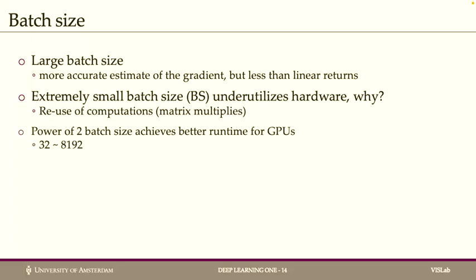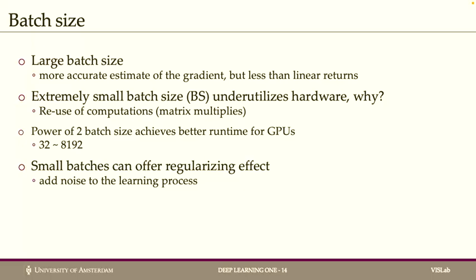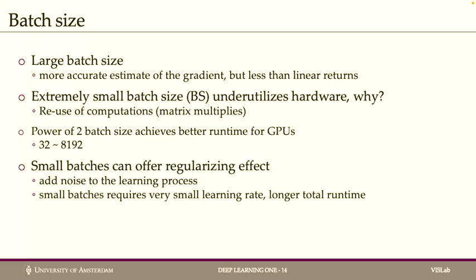Quick note that typically people use batch sizes that are to the power of 2. But yeah, the small batches can have this regularizing effect because they can add noise to the learning process. They typically require a smaller learning rate though, because they're less accurate.